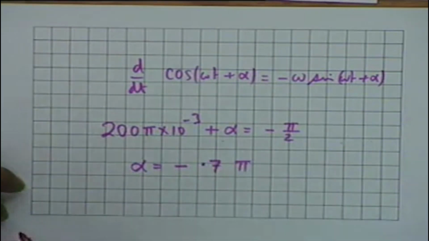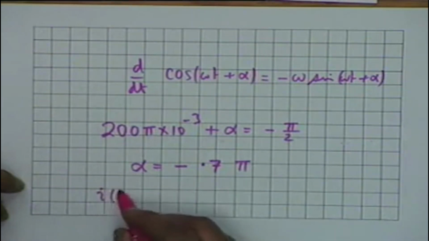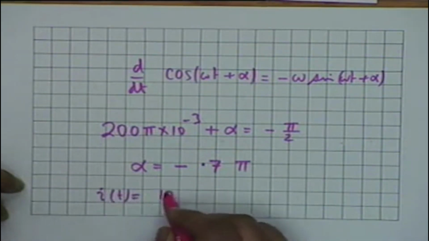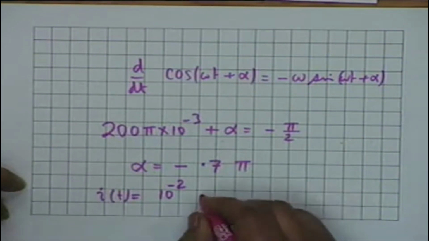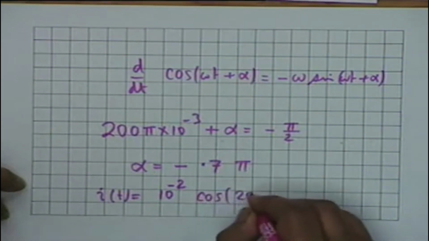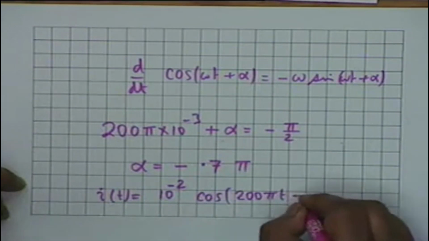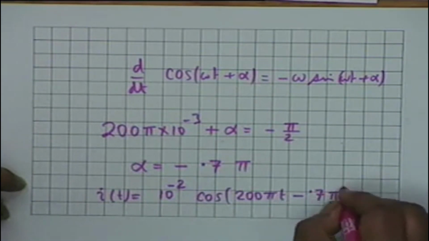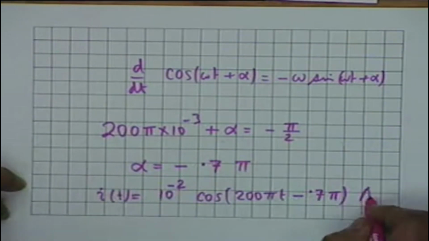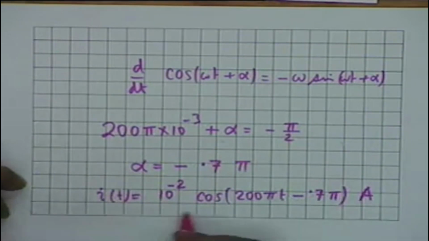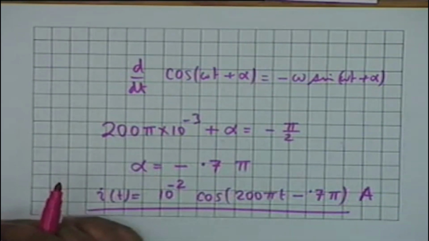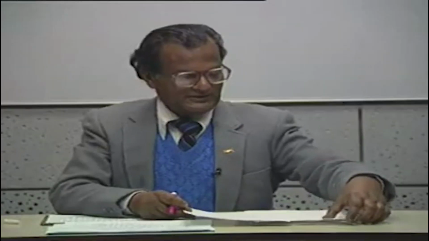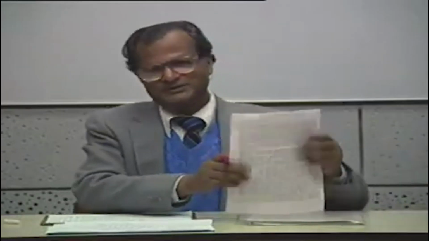Is that okay? And therefore my final answer is 10 into 10 to the minus 3, cosine of 200 pi t minus 0.7 pi, so many amperes. Alright, this is the final answer. Be careful about handling sinusoidal quantities. Depending on the slope and other information, it's very easy to make a mistake.